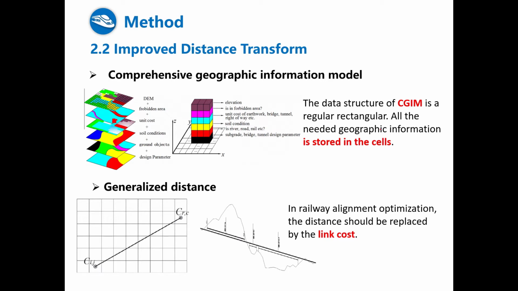Then we defined a generalized distance, that is, to link two cells in our study area. The link cost is defined as the distance between these two cells. That is, the comprehensive cost in our optimization model is the generalized distance.